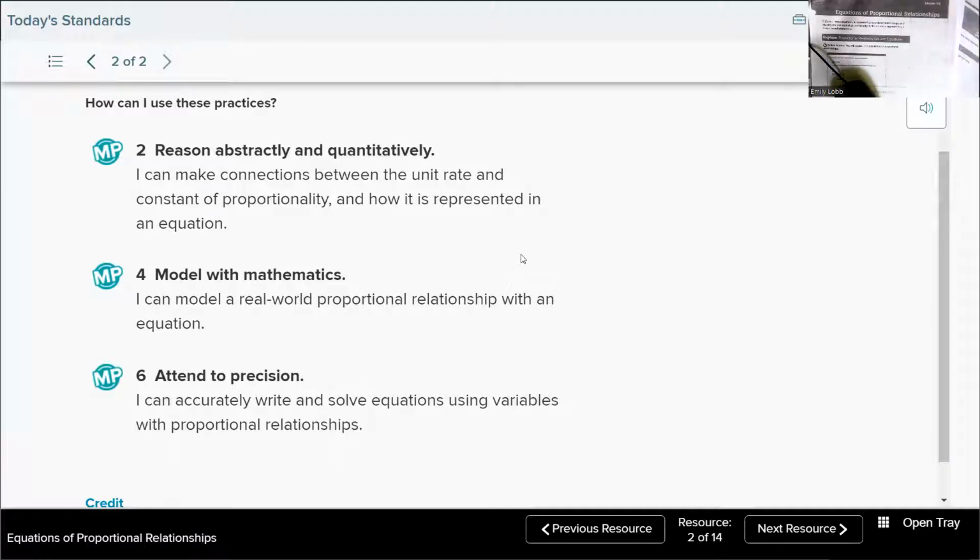So, in y equals 25x, our constant of proportionality is that number. It doesn't change, it's constant. Model with mathematics, so I can model a real world proportional relationship with an equation. That's what they just did for us, right? They talked about an elevator going at 45 miles per hour, and they modeled it with an equation. And we can accurately write and solve equations using variables with proportional relationships.